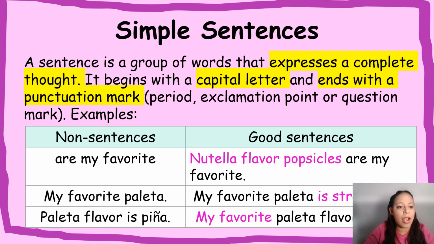The first one says, "are my favorite." Is that a complete sentence? No, it sounds funny. It sounds funny because it's missing something. What is it missing? It doesn't say what thing is the favorite. For example, Nutella flavored popsicles are my favorite. So something that we can add is Nutella flavored popsicles. What could be another example for "are my favorite"? Another example can be strawberries. Popsicles are my favorite. Excellent. That's a good sentence and a good example.